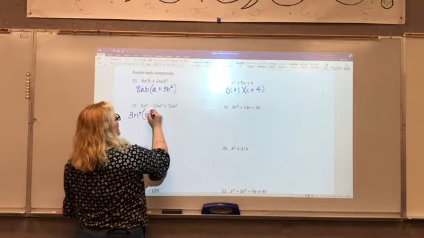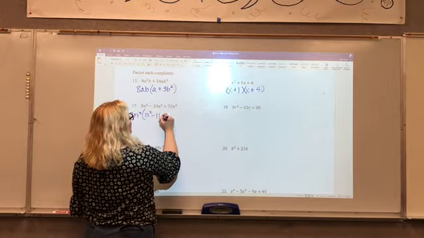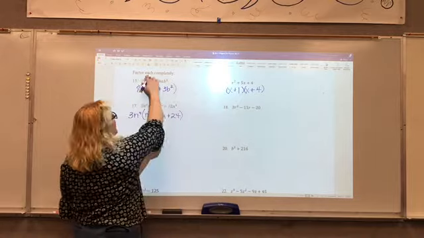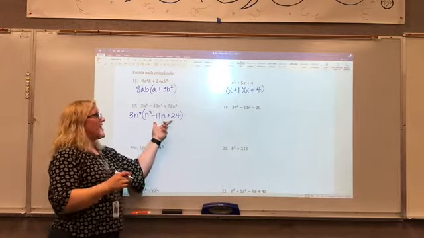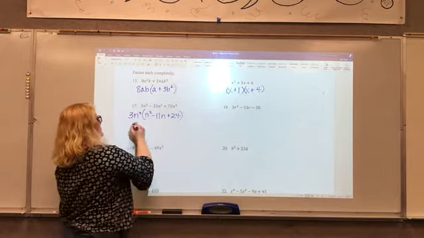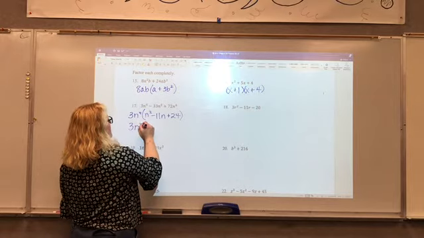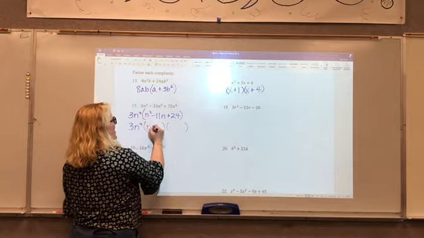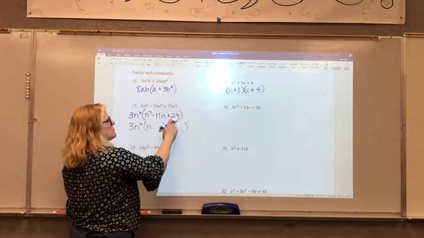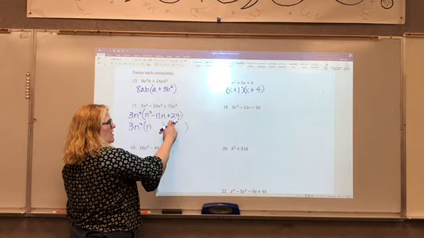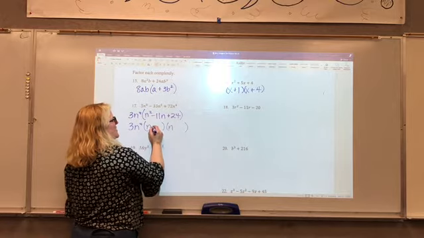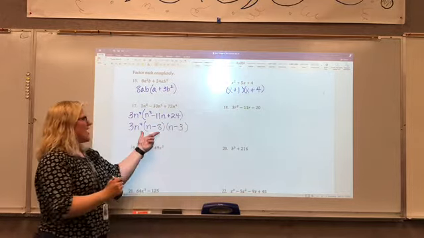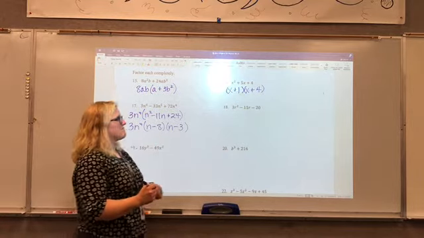So this gives me n squared minus 11n plus 24. And it says to factor each completely, and I can factor this. So I have nothing here, so I have an n and an n. And what multiplies to give me 24, that adds to give me -11, is minus 8 and minus 3. So that is that factored completely.